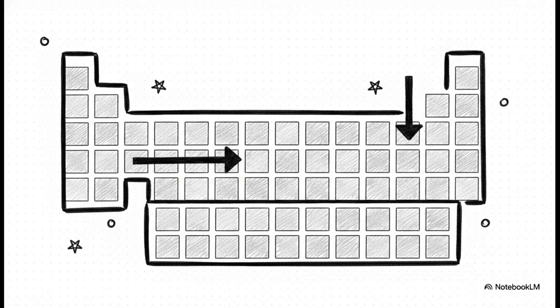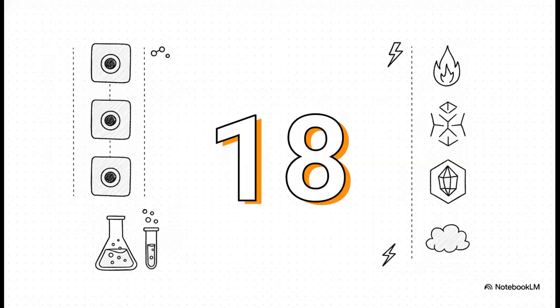To actually navigate this map, you really just need to grasp its two main structural directions. Think of it kind of like a giant spreadsheet. First, you have periods, which are the 7 horizontal rows going from left to right. And then you have groups, which are the 18 vertical columns going up and down. And there are exactly 18 of those groups.